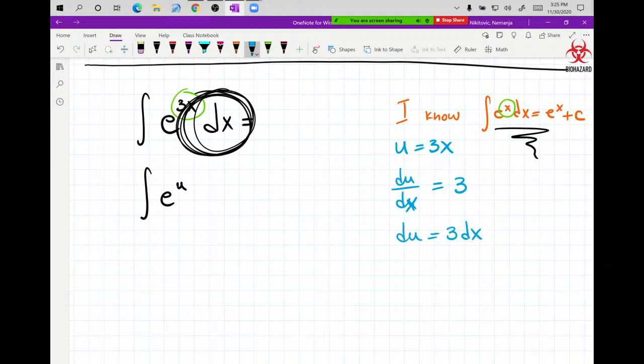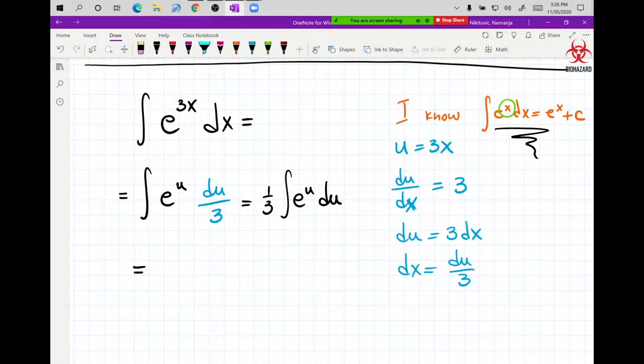And as soon as you have this, you can solve it for dx as du over 3, and we get du over 3 in here. So now we kick this out, and there we go. We have 1/3. Now the integral of e to the u is e to the u plus c. And we just bring back e to the 3x because u is 3x. We can put that back.